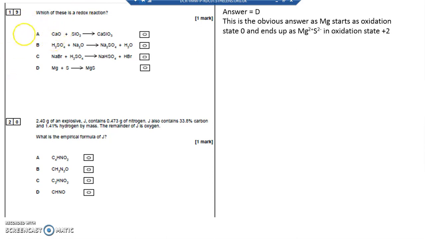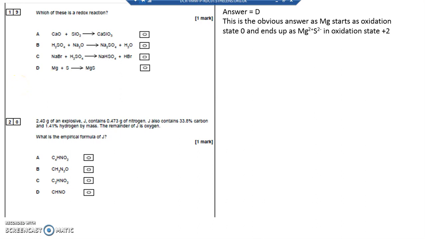D has magnesium. Magnesium on its own in oxidation state 0 goes to MgS. Now in MgS you've got magnesium sulfide. So Mg has become 2+, as it's given 2 electrons away to the S. S is in group 6, so wants to gain 2 electrons. Mg is in group 2, so wants to lose 2 electrons. So the Mg will give 2 electrons to the S and form an ionic bond.